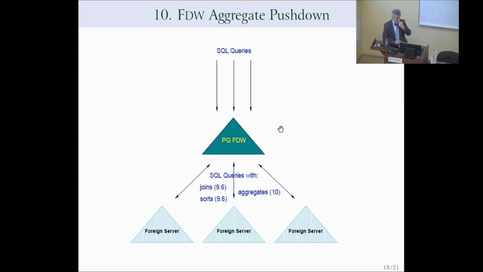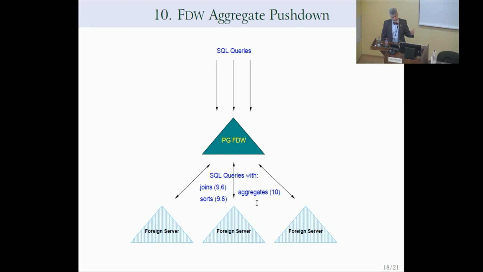Another thing that we've been working on are something called foreign data wrappers. Foreign data wrappers have been in Postgres for a while, but effectively foreign data wrappers allow us to send queries to other servers and retrieve results back. In Postgres 9.6, we added the ability for joins to be sent to foreign servers and the ability for sorting to be sent to foreign servers. In Postgres 10, we now have the ability for aggregates to be sent to foreign servers.